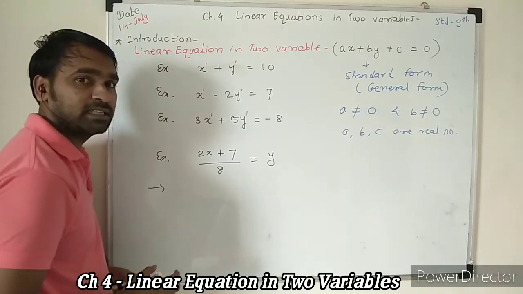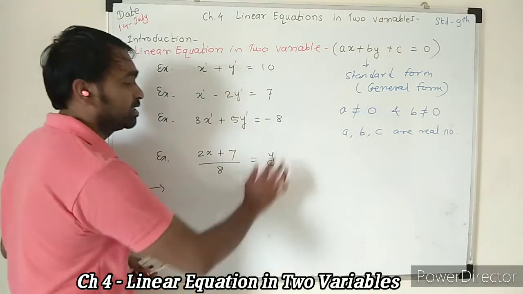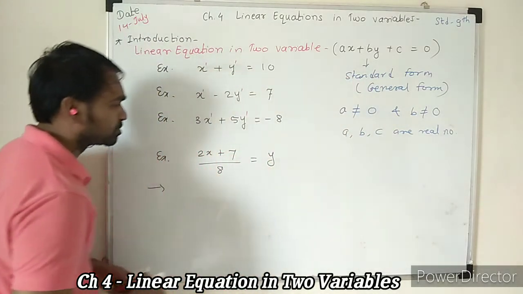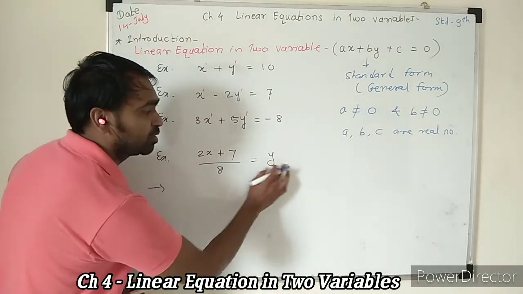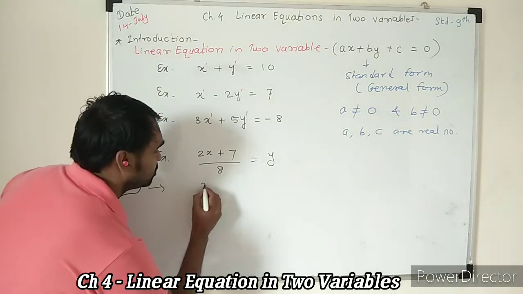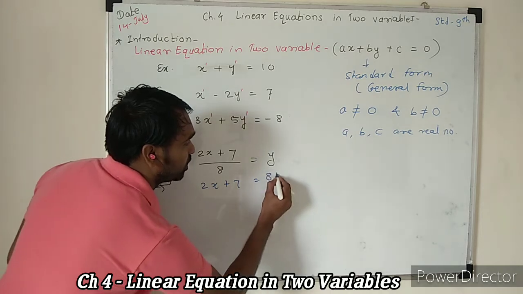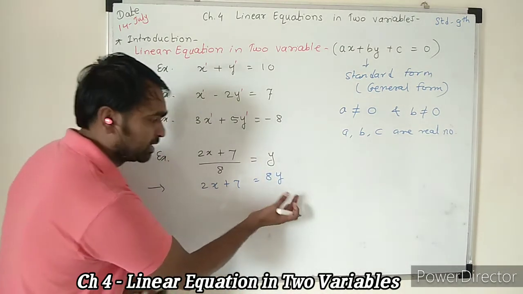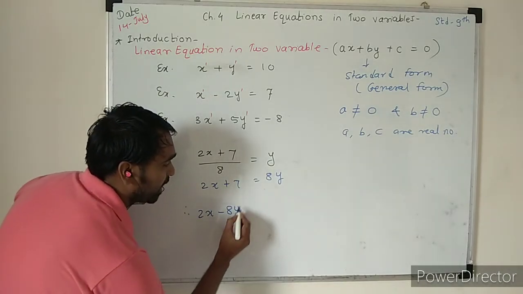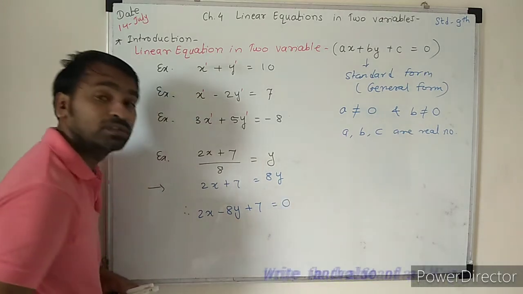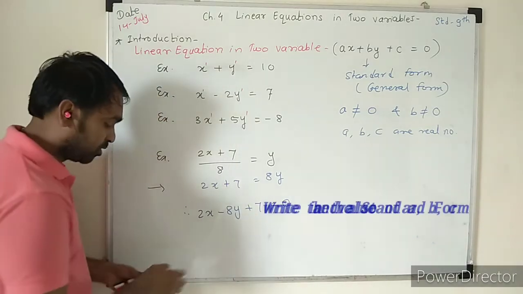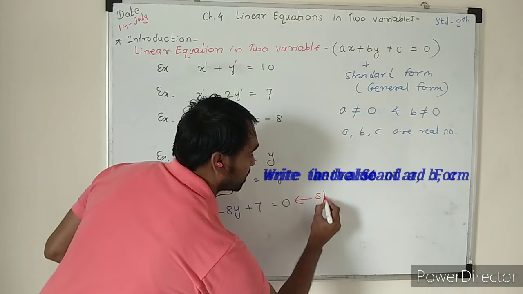Now see, a different method is there. Using this equation, convert it into general form, that is standard form. See 2x plus 7 upon 8y is equal to 1. Here 8y is divided, so shift it to this side, that becomes multiplication. So 2x plus 7 is equal to 8y. Now the positive 8y shifts to the left side, meaning negative. So 2x minus 8y plus 7 is equal to 0. This is in general form. This is converted into the standard form.